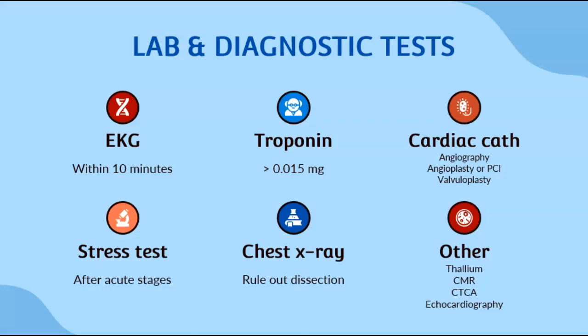Thallium scans use radioisotopes, so cold spots or darker areas on the image will identify ischemia or infarction in your thallium scans. Contrast-enhanced cardiovascular magnetic resonance imaging, or a cardiac MRI, or a CTCA, a computed tomography coronary angiography, or a cardiac CT scan, can help detect coronary artery disease, it just gives us a better picture. And an echocardiography can help visualize the structures of the heart.